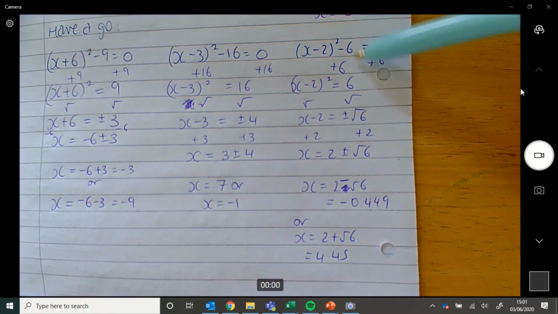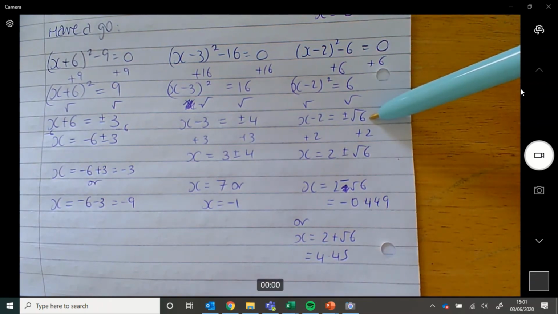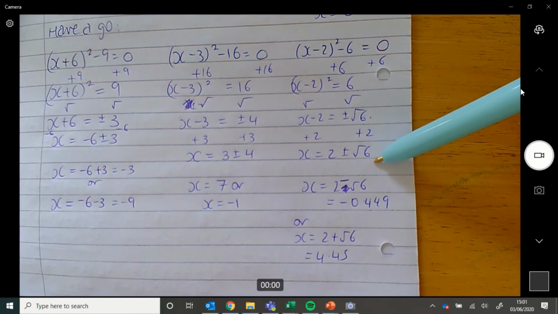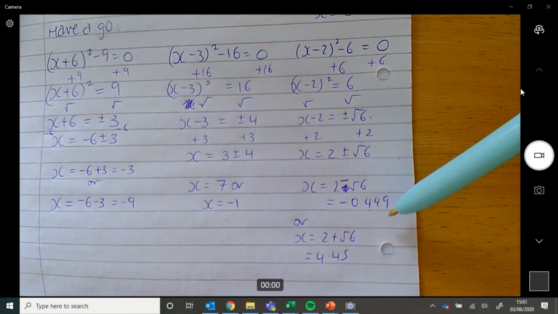This one was more tricky because when I got to this stage it wasn't a number I could square root. However, I just leave it in the surd form, in the square root form. And then when I add 2 I write it out in full like this, and then I just type them into my calculator as I would normally.